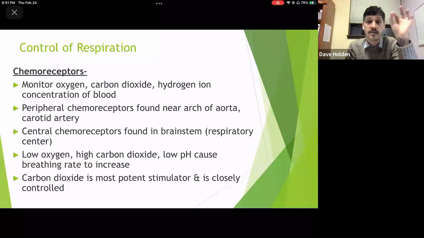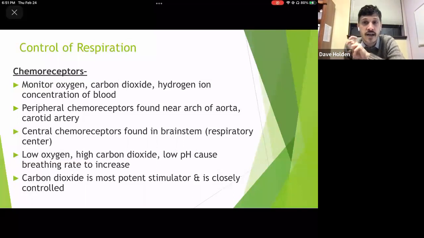Carbon dioxide, the presence of carbon dioxide is the most potent stimulator. The amount of carbon dioxide is closely controlled. So that's really the one that they're looking at. How much carbon dioxide is in the blood? If it's too much, the brain will increase respiration rate to get more oxygen in there. So your chemoreceptors are monitoring your oxygen levels, your carbon dioxide levels, and hydrogen ion concentration.